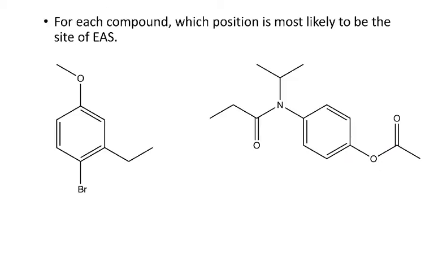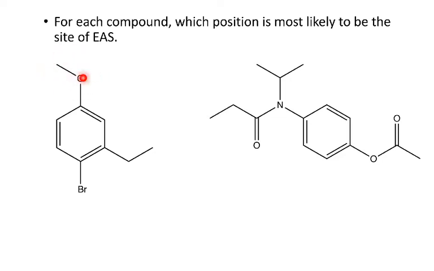Okay, so here are two examples. For each compound, I want to determine which position is the most likely to have a substituent added through an electrophilic aromatic substitution reaction. So in this first compound, I have to decide which substituent is going to determine the directing effects. The halogen is weakly deactivating, the ethyl group is weakly activating, but this methoxy group is going to be on the strong end of the moderate directors, or as I said, some textbooks even just classify this as a strongly activating group. So this is going to determine the directing effects.